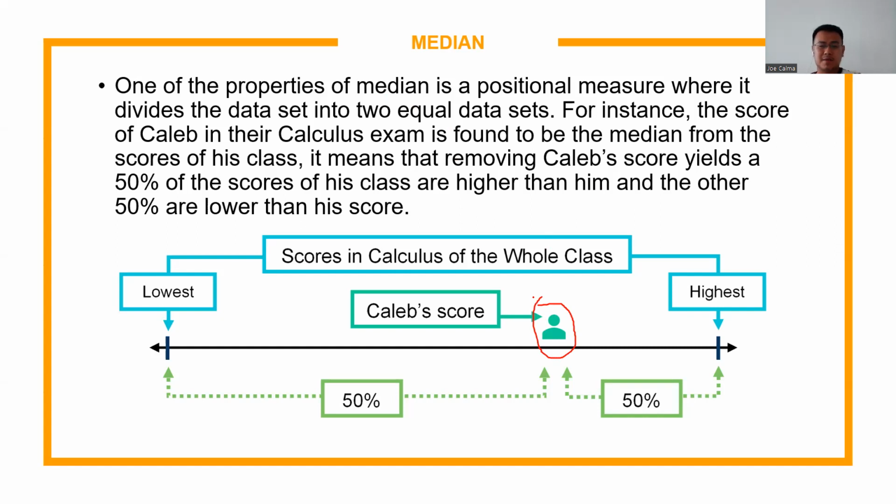Ngayon, si median, sinasabi niya, kapag daw inalis natin yung score ni Caleb, kalahati sa kanya ay mas mataas. Kalahati din sa kanya ay mas mababa, kasi nga, yung score niya is yung median. Kalahati sa mga kaklase niya ay mas mataas sa kanya, kalahati naman sa mga klase ay mas mababa sa kanya.